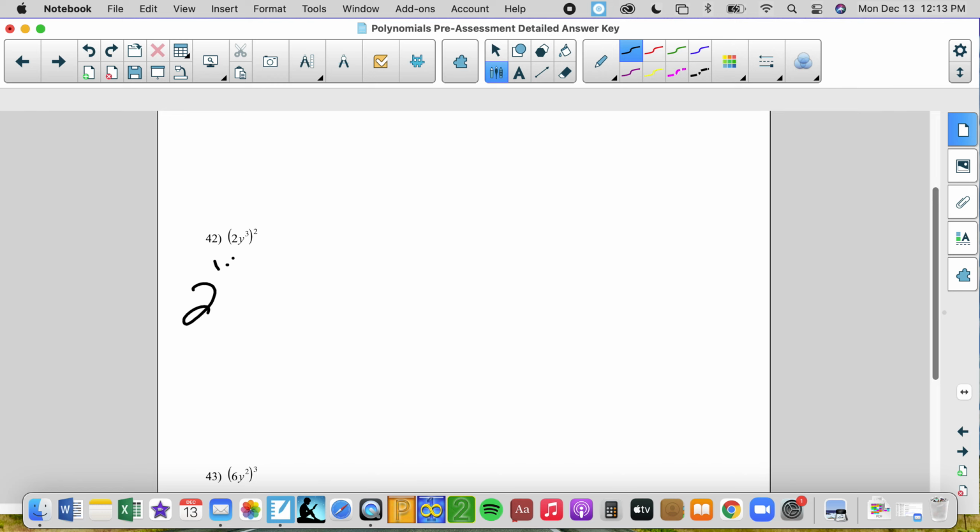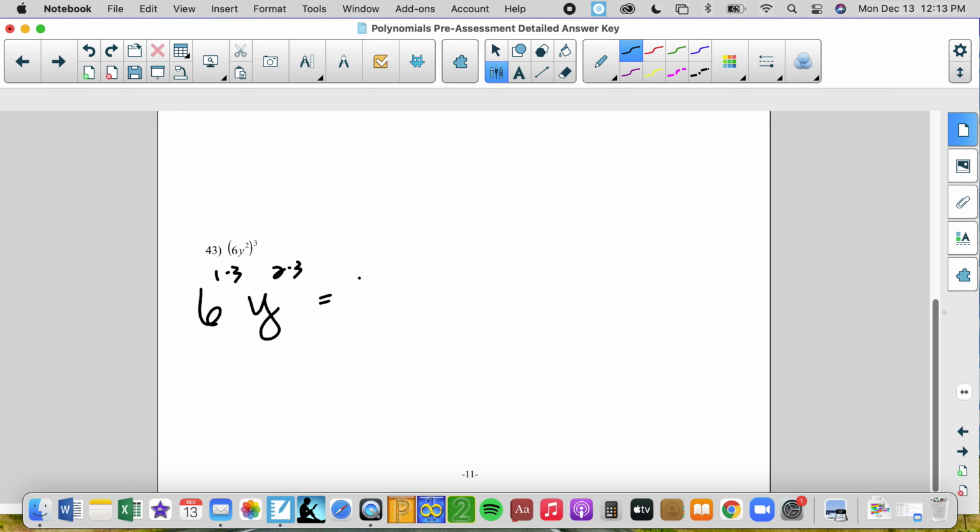2 to the 1 times 2, y to the 3 times 2, 2 to the second, y to the sixth, 4, y to the sixth. And I think the last problem, 6 to the 1 times 3, y to the 2 times 3, 6 to the third, y to the sixth, 6 to the third I think is 216, y to the sixth. And I think that was it.